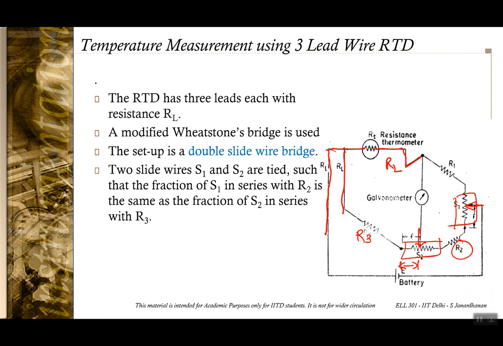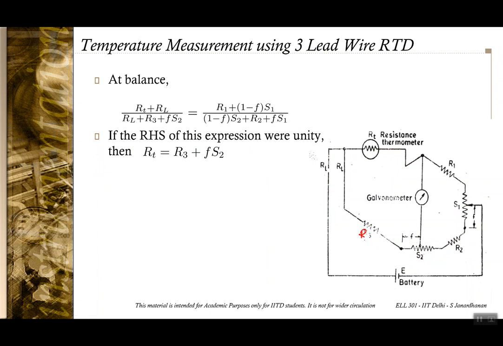Now let us see how that helps in the measurement. Let me again write, this is R3 and here there is an RL. Now by appropriate motion the bridge is balanced. Then at balance what you would have is (RT plus RL) divided by (RL plus R3 plus F times S2) is the same as (R1 plus (1 minus F) times S1) divided by ((1 minus F) times S2 plus R2 plus F times S1).